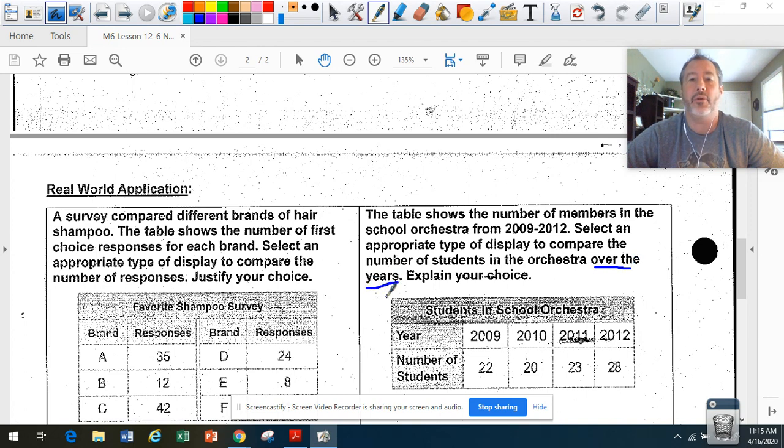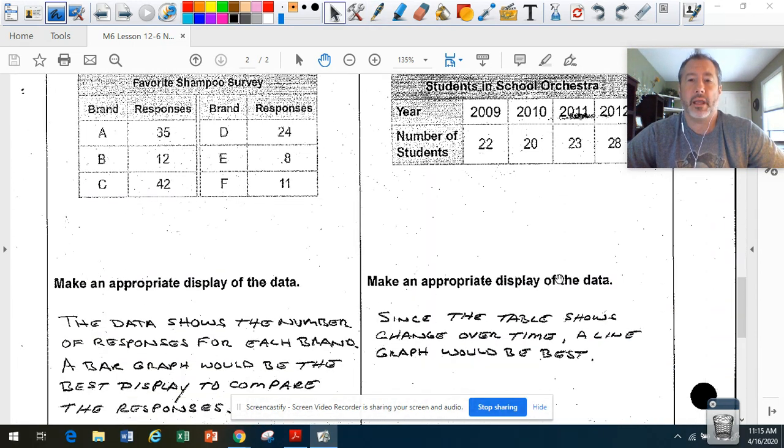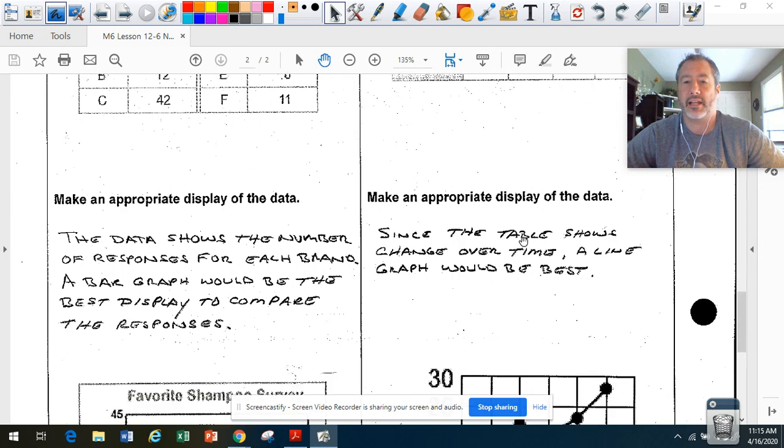Over the years, we're dealing with things over a period of time. As you see here, we have our years, 2009, 2010, 2011, and 2012. And down here, which would be our y-axis, is the number of students who participated during those specific years. So yes, we do want to use a line graph for this one. As you take a look, make an appropriate display of the data. Well, since the table shows the change over time, a line graph would be best. So that's what we did here.